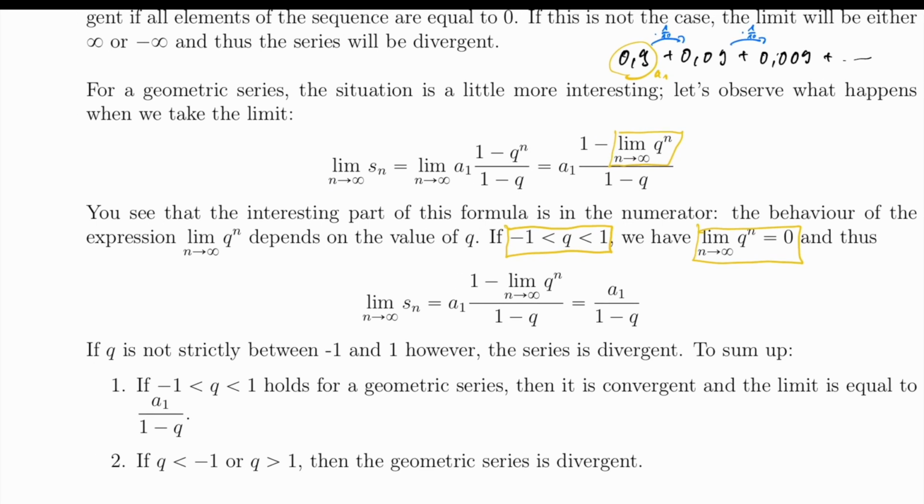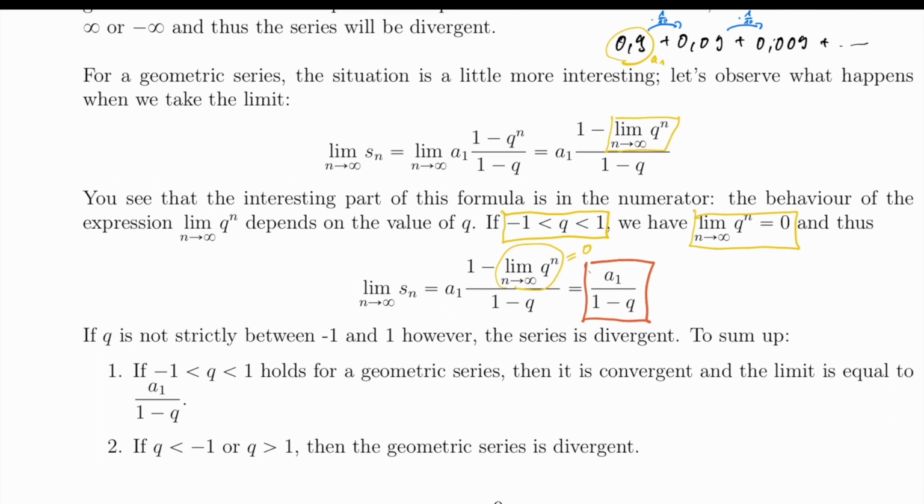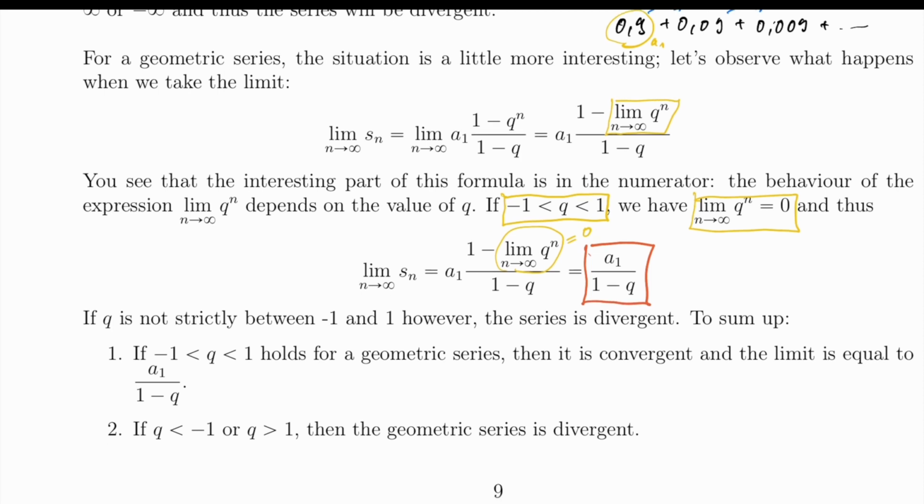All right, if you plug that in and you say, okay, this thing here is actually 0, what you're left with is this formula here. And that's the formula for an infinite geometric series. So this formula holds if, and only if, of course, q is in between -1 and 1.